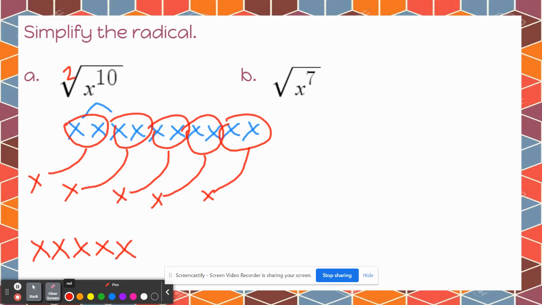Well, think about the other ones. What were we doing when we had coefficients? We had to multiply them. So what do we have on the outside? We have x to the power of 5. Do we have anything left inside? No, we have used all of our x's. So x to the power of 5 is our answer.